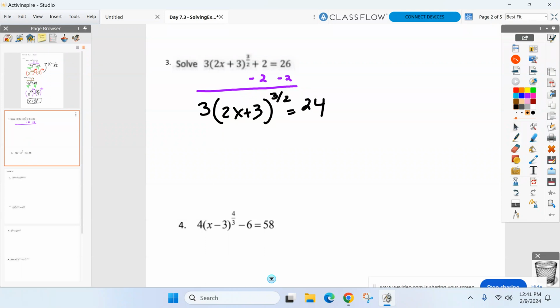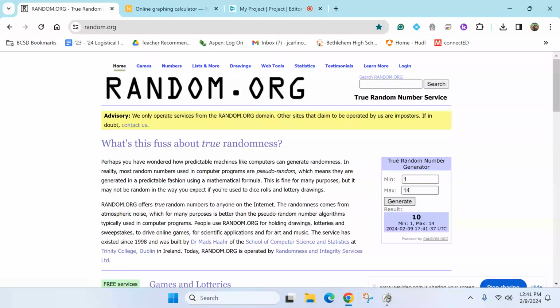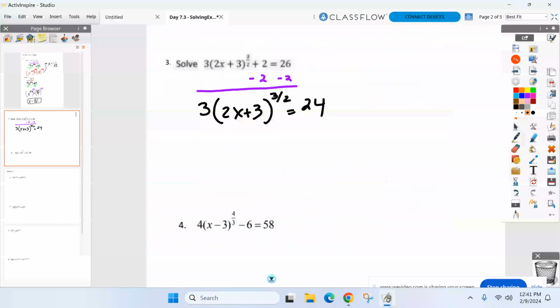Okay, still not by itself. Next move. Good. Divided by 3. Good. I'll keep it in parentheses, you can drop them, but I'm going to keep them so it doesn't look like the 3 is being raised to the 2/3. All right, now it's alone.